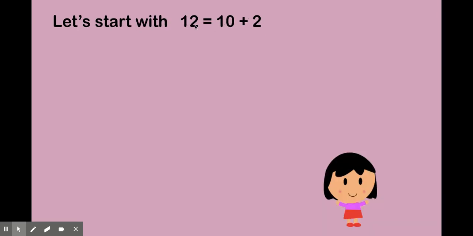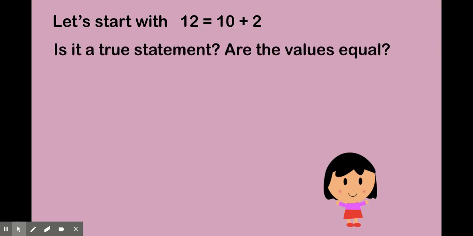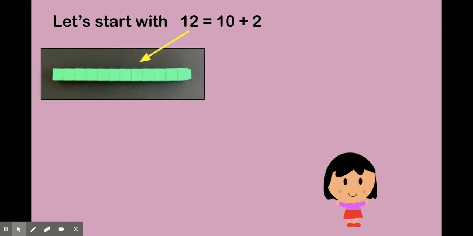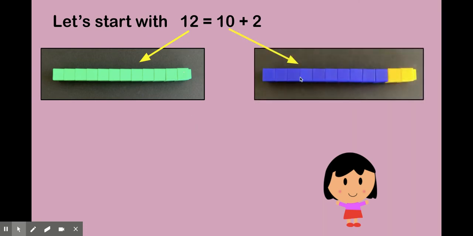Well, let's look at that with numbers. So look at this problem. 12 equals 10 plus 2. Is this a true statement? And are those values equal? Well, let's find out. So here's a tower of linking cubes all stacked together. There are 12 of them. And then here we have 10 blue cubes plus 2 yellow cubes to represent this side of the equation. So let's see if they're equal.